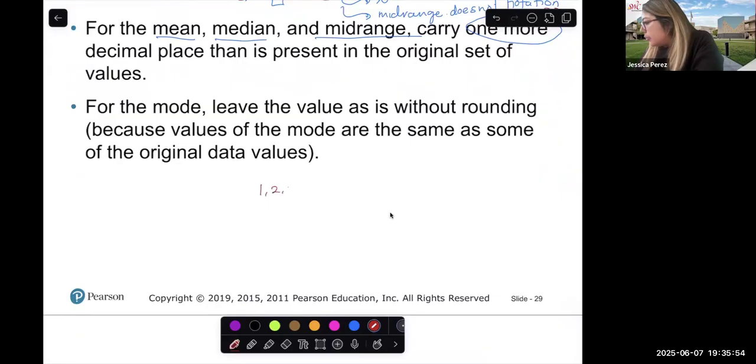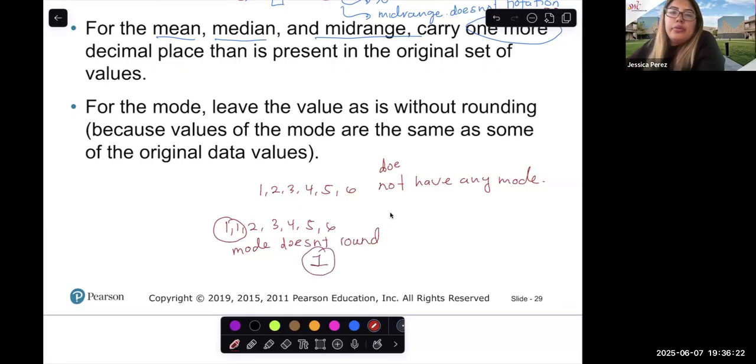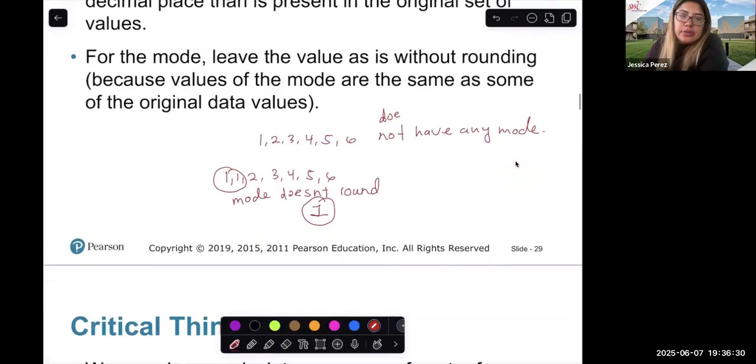So for us, 1, 2, 3, 4, 5, and 6, this one does not have any mode. But let's say we had 1, 1, 2, 3, 4, 5, and 6. Well, the mode does not need a round. That's what this is saying. So the mode for the second example would be 1, but we would leave the value as is. We wouldn't round one more. We would use the original data value.